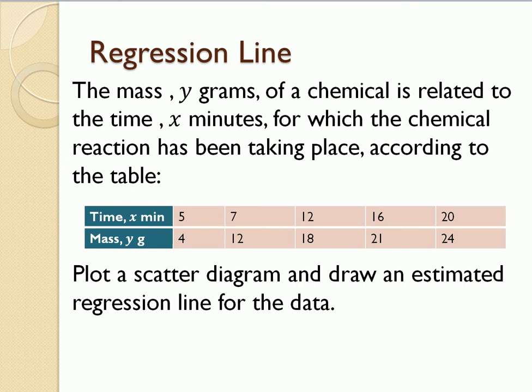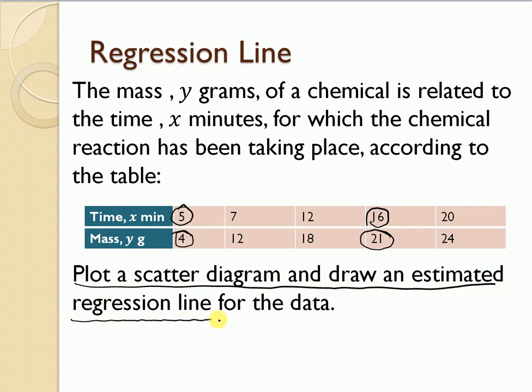The mass y grams of a chemical is related to time x minutes for which the chemical reaction has been taking place according to the table. So in this table, when the time is 5 minutes, the mass of the chemical is 4 grams. When the time is 16 minutes, the mass of the chemical is 21 grams. The question is, plot a scatter diagram and draw an estimated regression line for the data.